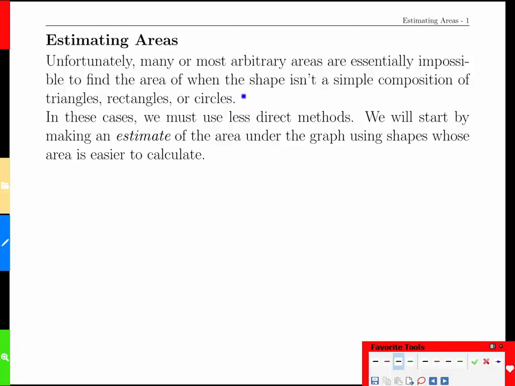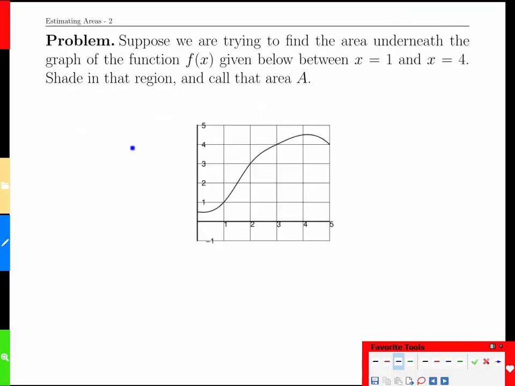In class, we saw that when we were looking for the reverse of the derivative, it's equivalent to looking at areas under a graph. The challenge is that if the shape is not a simple composition of things that we know the area of, we're in a bit of trouble. So what we're going to do is start off with an estimating procedure, and then we're going to see if we can generalize that to something that works in more cases.